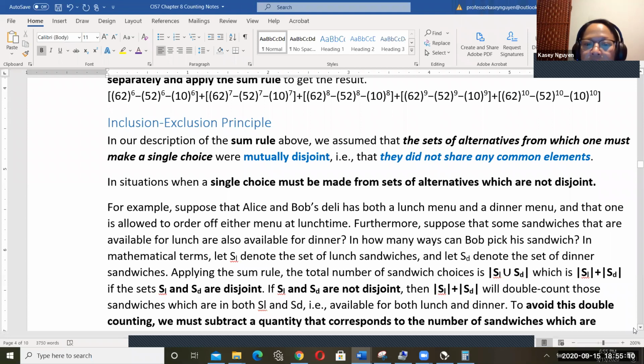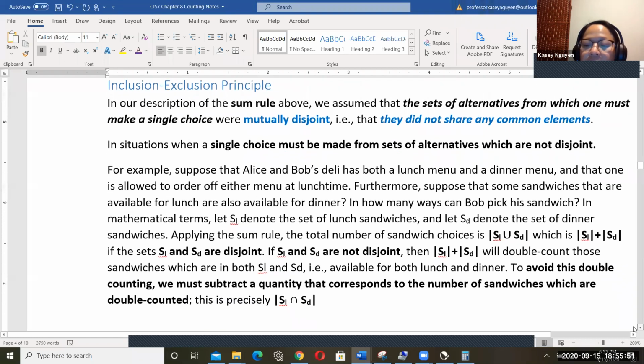Okay, so for the inclusion-exclusion principle. We talked about the sum rule, that you must make one single choice out of the set of alternatives, and they are mutually disjoint. They're separate sets, okay? They do not share common elements. Now, the single choice must be made from the set of alternatives which are not disjoint, such that we would have them be combined.